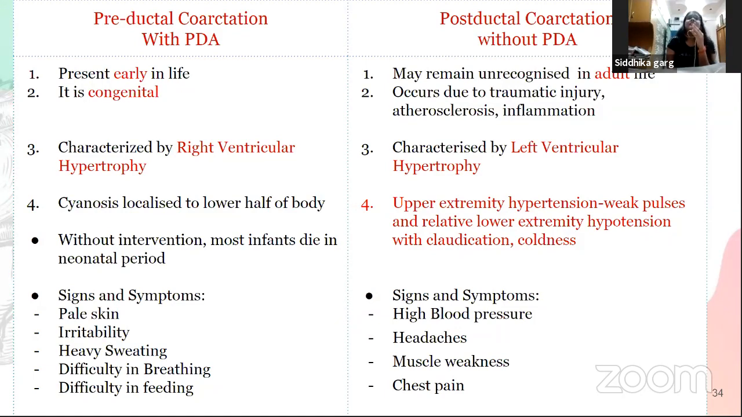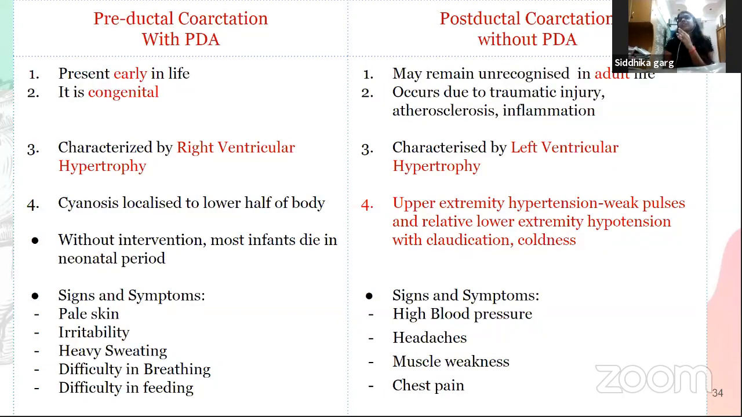Now, it presents early in life. It is congenital. There is right ventricular hypertrophy because now the right ventricle has to supply the blood to the whole body via this patent ductus arteriosus. Cyanosis is localized to the lower half of the body. Without intervention, most infants die in the neonatal period. Signs and symptoms are pale skin, irritability, heavy sweating, difficulty in breathing, and difficulty in feeding.